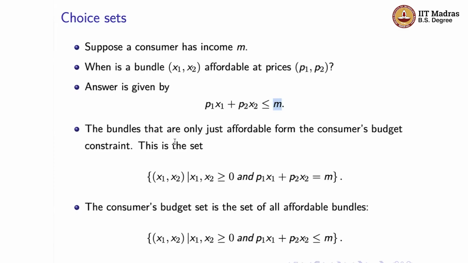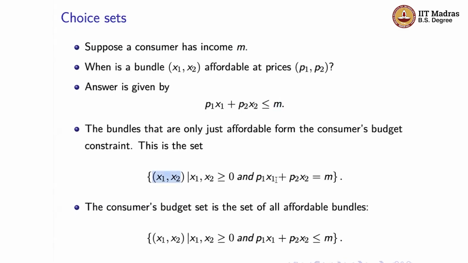We are going to call the bundles that are only just affordable, the bundles where the consumer exhausts all her income when purchasing the bundle X1, X2, the consumer's budget constraint. So this is the set of X1, X2 with X1, X2 greater than or equal to 0. Typically we'll be assuming in most cases that the consumer cannot purchase a negative amount of some quantity. There are exceptions to this, but that's not the standard scenario.